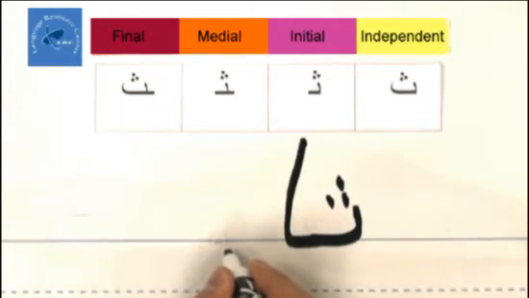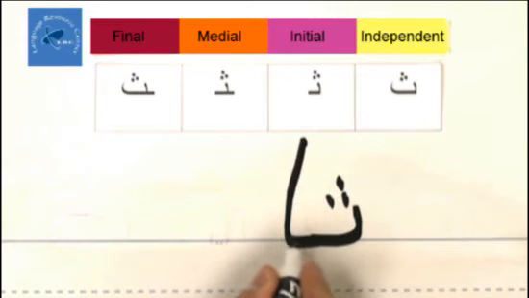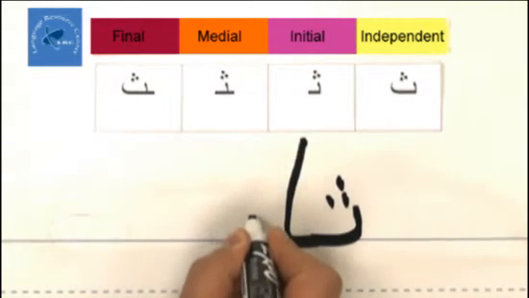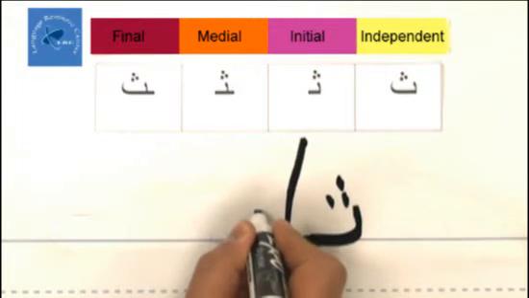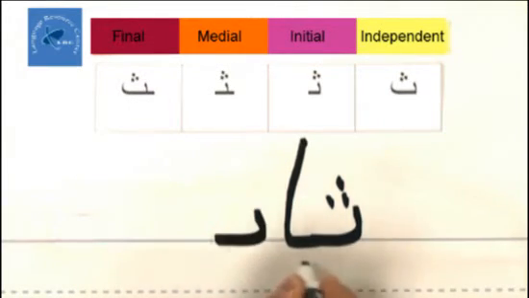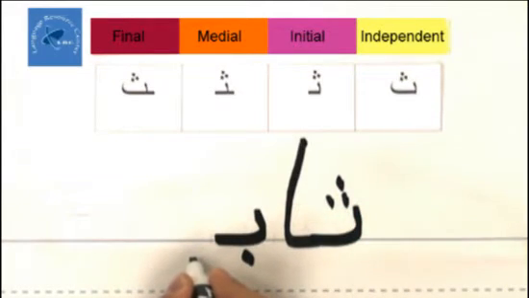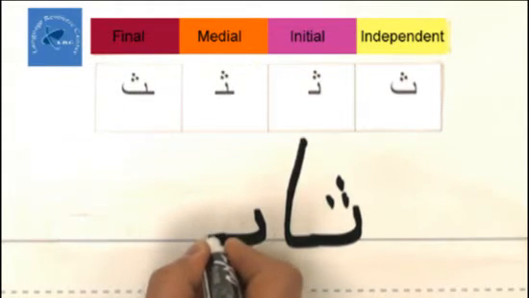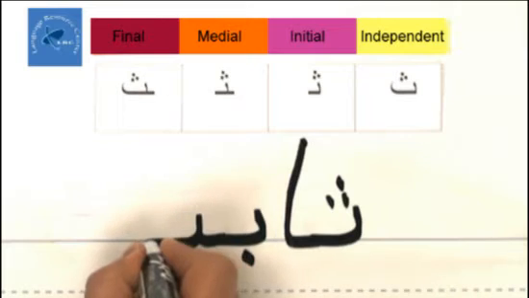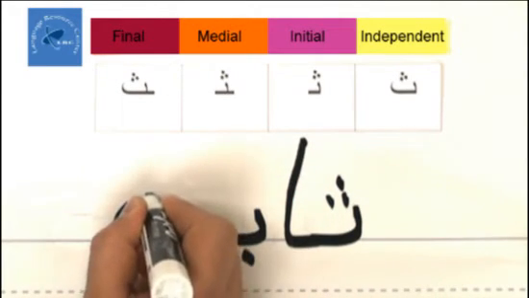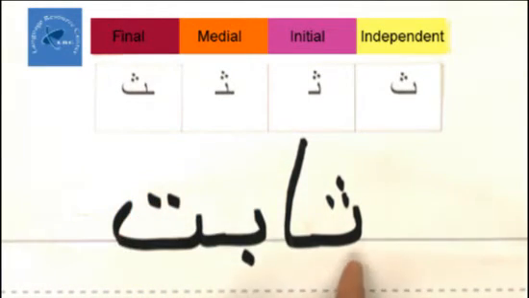Fabit. Bit. So after the aleph there is ba. And aleph does not connect to the letter after it, so we write ba in its initial position. Ba and dot below. Fabit. And the last sound is ta. So we write ta in its final position. Go tooth, a line, tooth, and 2 dots on top for the ta. Fabit.